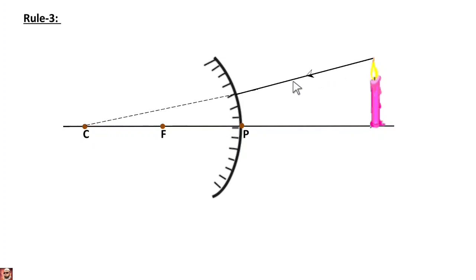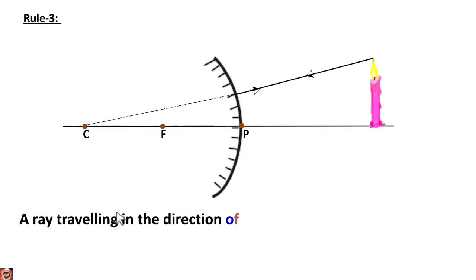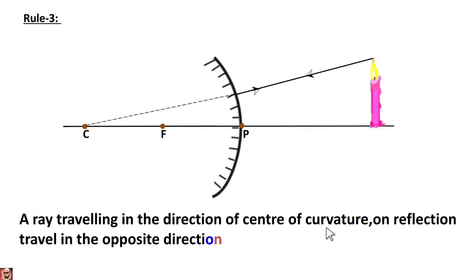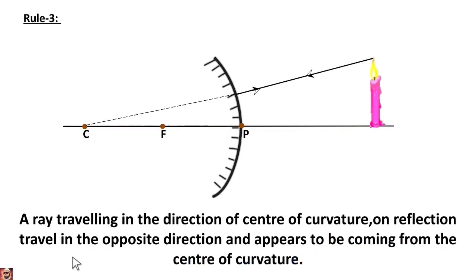When the light is incident normal, there will be no deviations. It will travel in the same path, just like we discussed in the concave mirror. Here also you can see that the reflected ray travels in the same path but in the opposite direction. So a ray traveling in the direction of the center of curvature, on reflection, travels in the opposite direction and appears to be coming from the center of curvature. In a convex mirror, we take it as appears. So this is the same rule 4 we discussed in the case of the concave mirror.